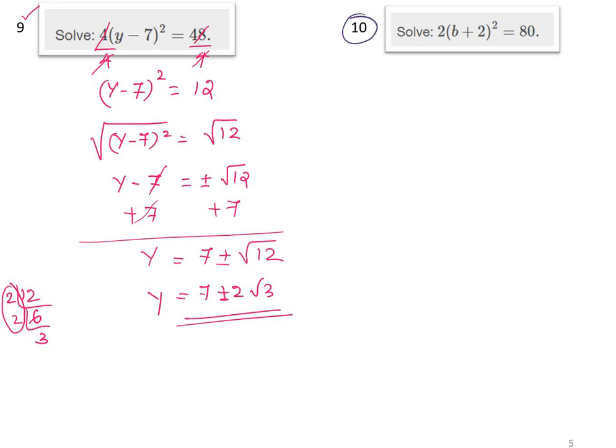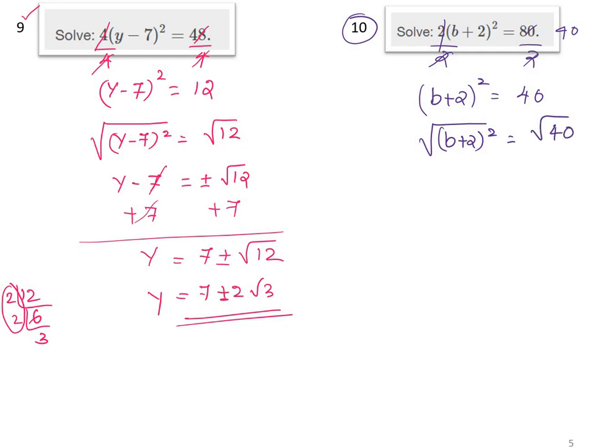So it's again almost a similar one. First we want to eliminate the term containing b. For that we can divide by 2. The 2 gets cancelled, and you get 40 here, because 80 divided by 2 is equal to 40. So we got (b plus 2) the whole squared is equal to 40. It's a square, so we take the square root on both sides. b plus 2 equals plus or minus square root of 40.